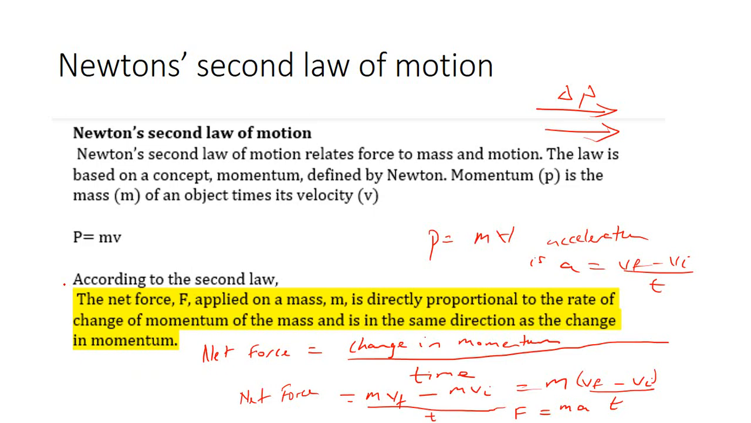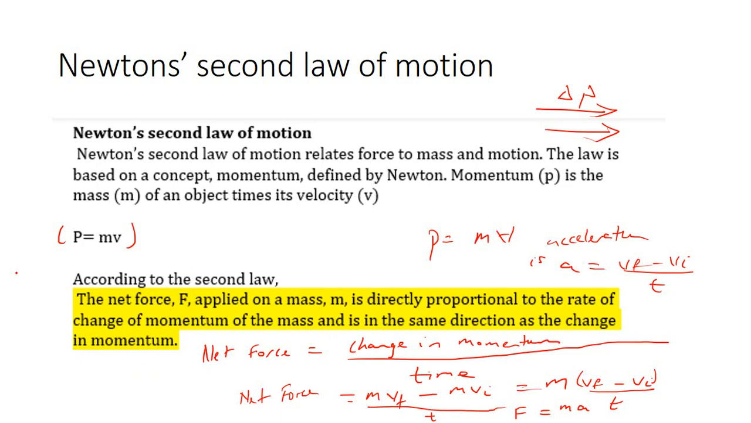Now, before we talk about that, let's just recall that momentum is the mass of an object times its velocity, and we generally use the symbol P when we're talking about momentum. All right. Now, according to Newton's law, the net force applied on a mass m is directly proportional to the rate of change of momentum of the mass, and is in the same direction as the change in momentum. Now, because we're talking about change in momentum in regards to time, we can come up with that equation.